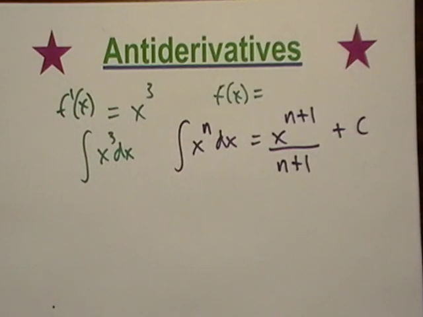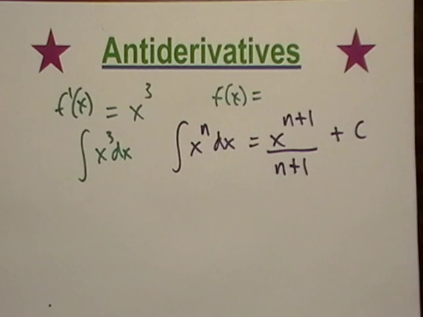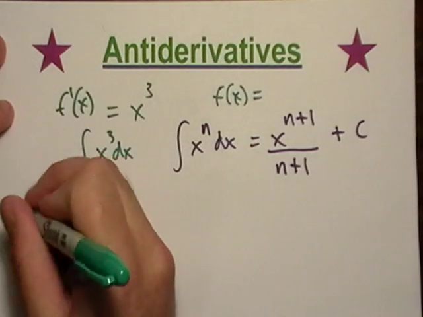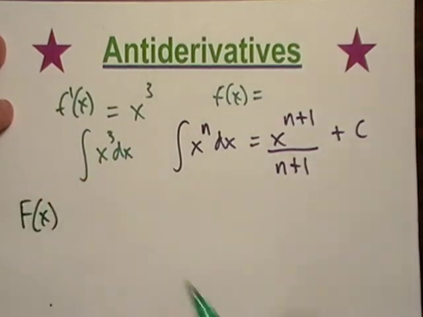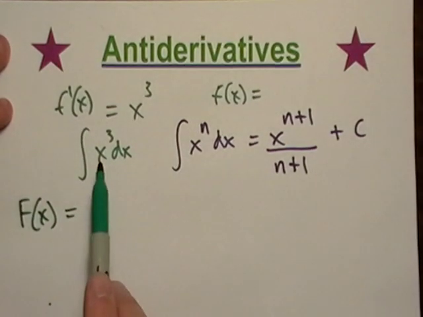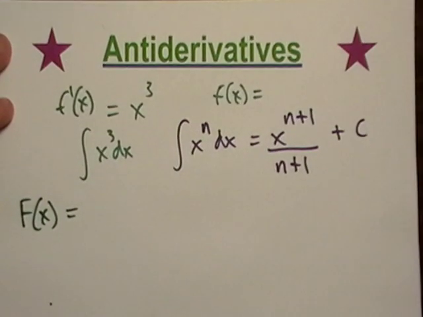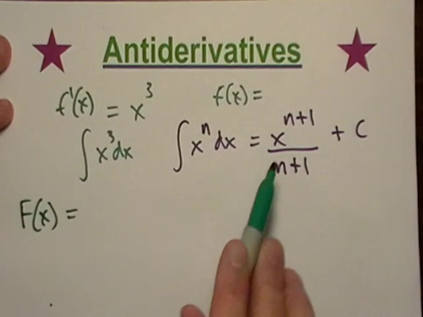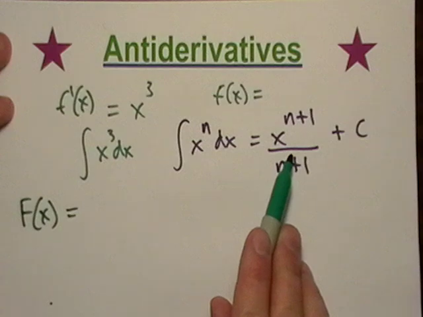Alright, so let's test that out real quick with our x to the third here. And by the way, there's also another notation. Once you have found the antiderivative, just to distinguish it from regular functions, we tend to use a capital F. Okay, so if I said, hey, find the antiderivative of x cubed, we'd start out, we'd write big F of x, and then we'd just use our formula right here, okay?